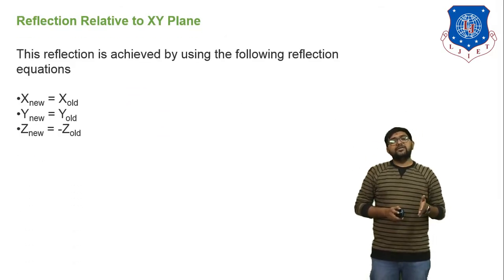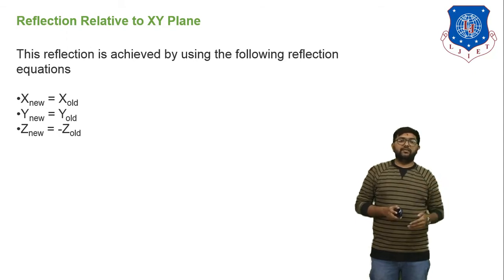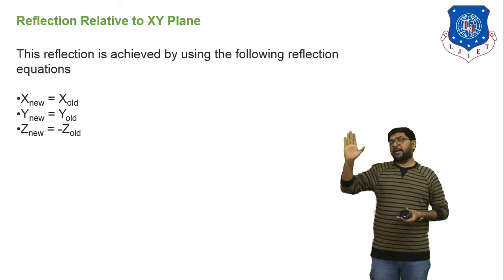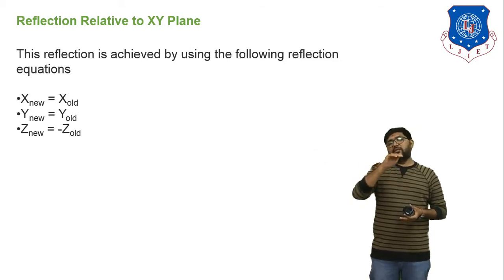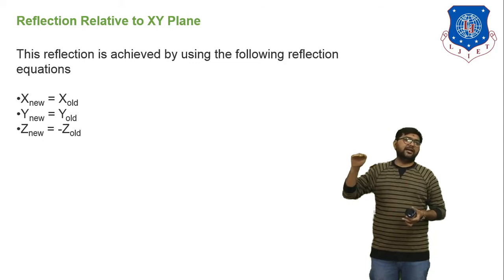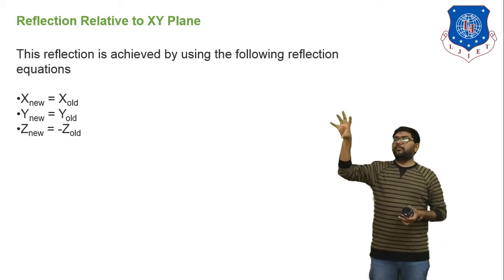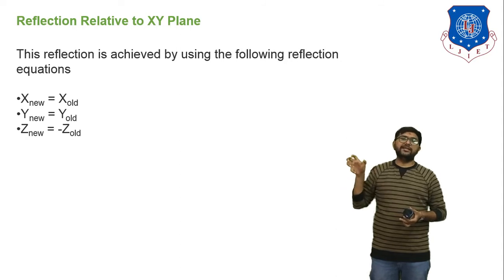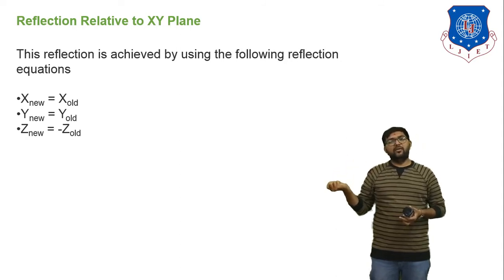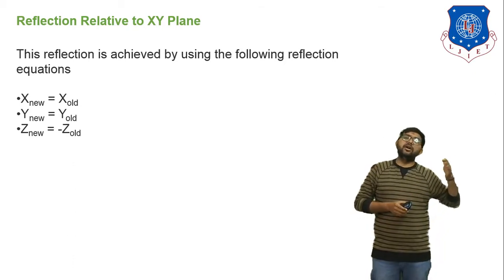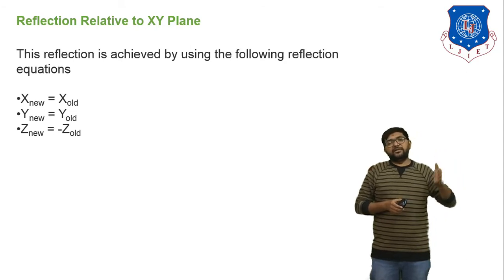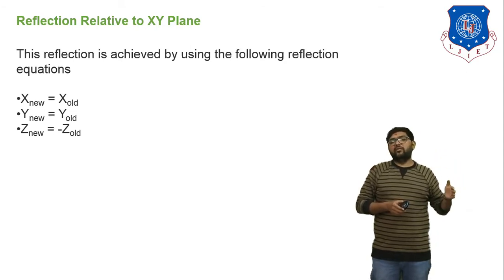This reflection is achieved by using the following reflection equation. Once you find reflection about the XY plane, the value of the Z coordinate is converted into minus Z. Clear? You all know that if you find reflection about the X axis, in the first quadrant both coordinates are positive, but in the fourth quadrant the X coordinate is positive but the Y coordinate is negative. So once you find reflection about the XY plane, you have to consider the third coordinate as negative. The Z coordinate you have to consider as minus, you have to multiply with -1.